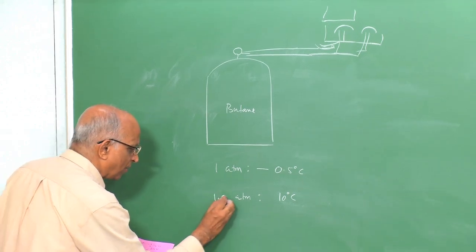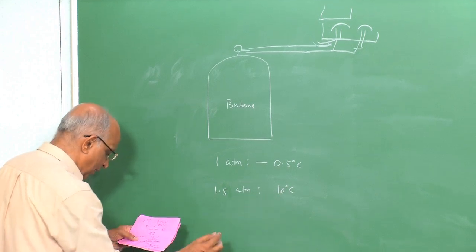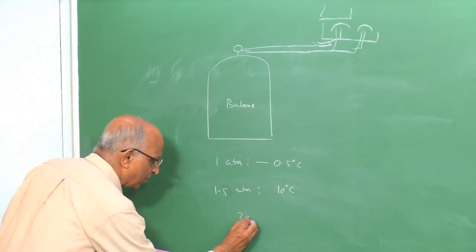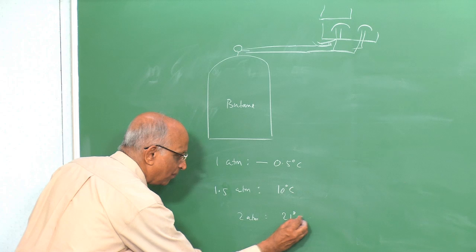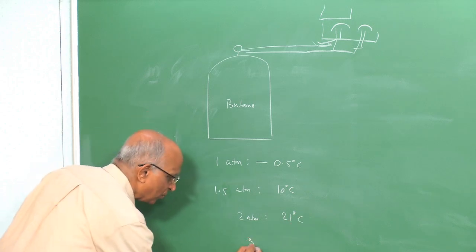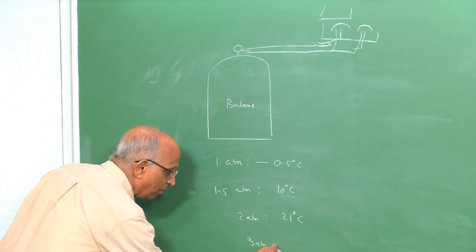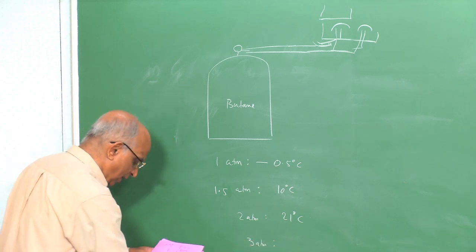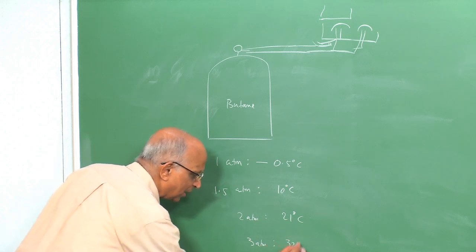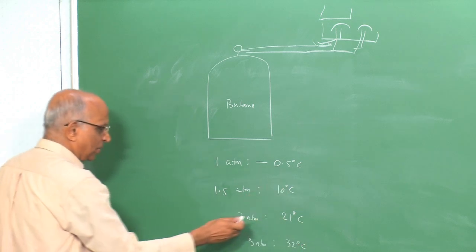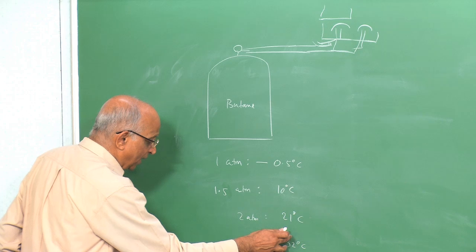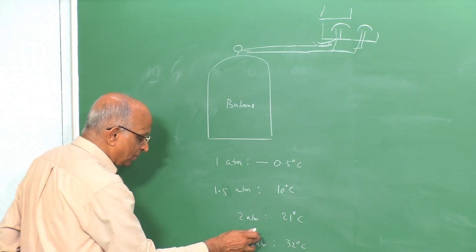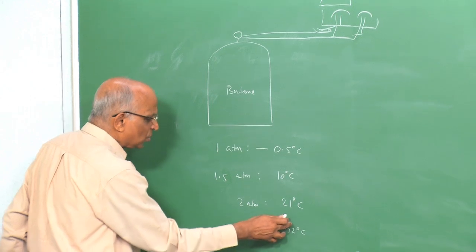This is 1.5 atmospheres. It boils at 10 degrees centigrade. At 2 atmosphere pressure, it boils at a temperature of 21 degrees centigrade. And if it is at 3 atmosphere pressure, liquid butane boils at a temperature of 32 degrees centigrade. That means below this temperature, if I were to store butane gas, if I can increase the pressure to something like 3 atmospheres, I can store it as a liquid.